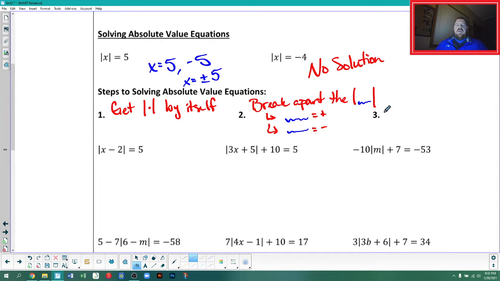Then step 3, relatively simple. Solve the remaining equations, if there's anything to do.